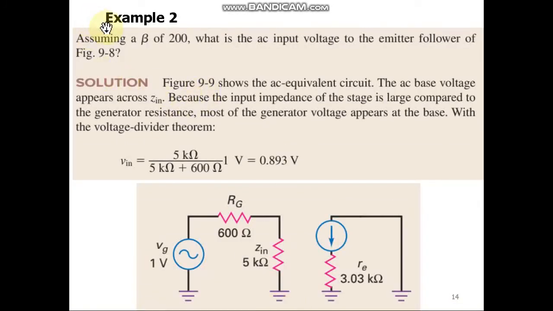Second example: assuming the beta value 200, you need to find out the AC input voltage to the emitter follower of the figure. So we need to find out the AC input voltage at the transistor, available at the base of the transistor. This is the AC equivalent circuit given, with Z in stage here 5k. If we assume the input voltage is 1 volt peak to peak and Rg is 600 ohm, then this will definitely become a voltage divider. So V input is equal to 5k upon 5k plus 600 ohm, that will be 0.893 volt.